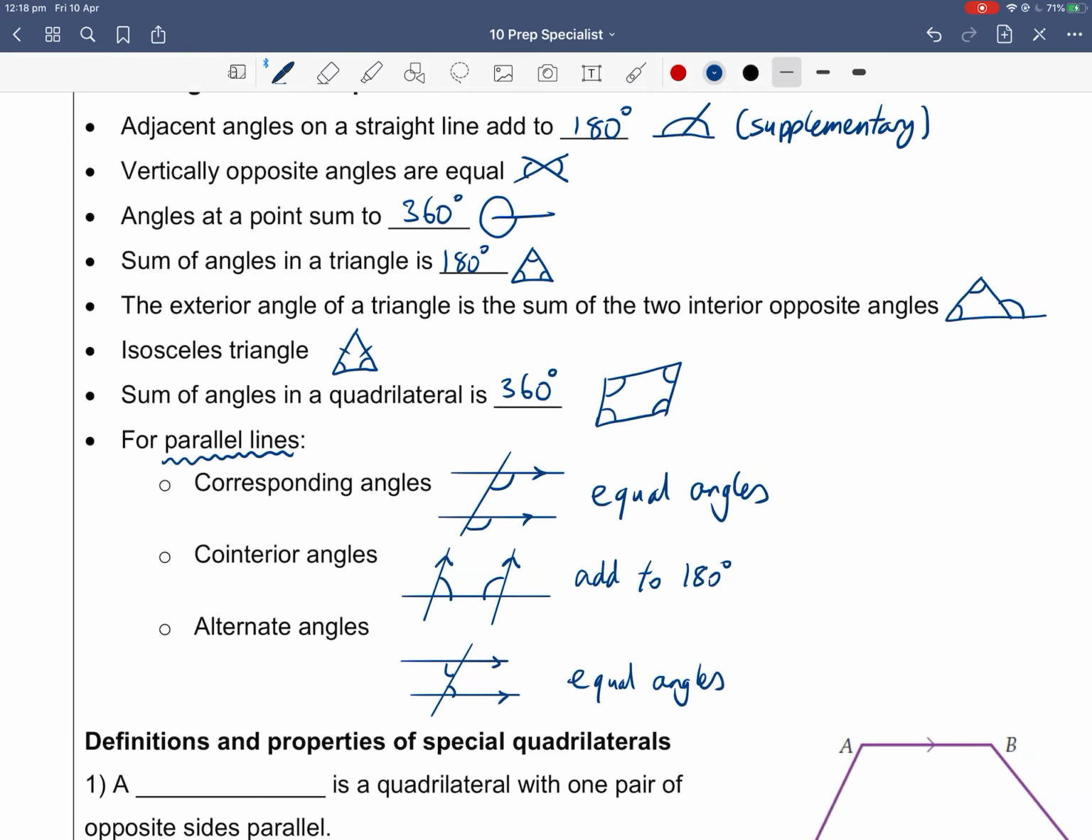So corresponding is what I call the F angle, because if you look at the sides which the angles touch, they form an F shape. Co-interior is what I call the U angle, because if you again highlight the sides which the angles touch, they form a U shape. And alternate angles is what I call the Z angles. So highlight the sides of which the angles touch, you see the Z letter. So the FUZ angles, which only works if the lines are parallel.